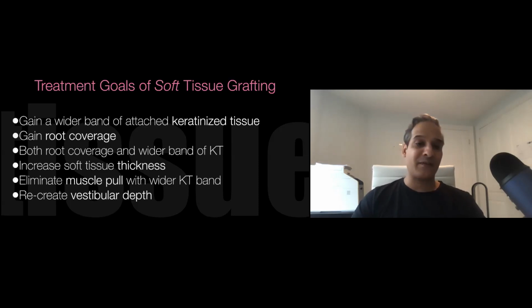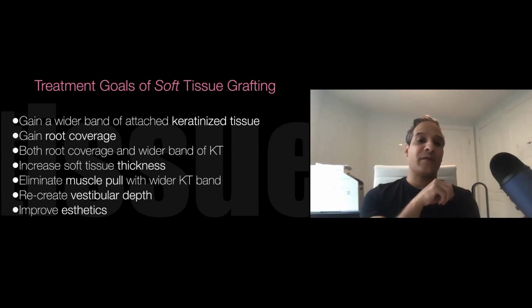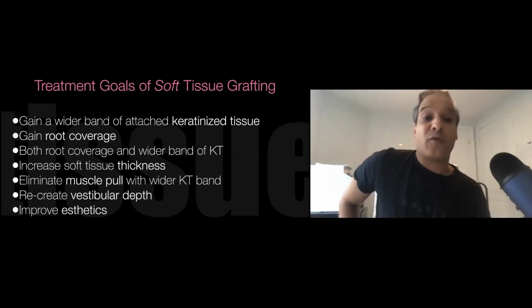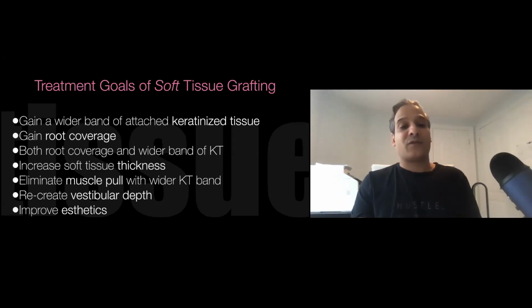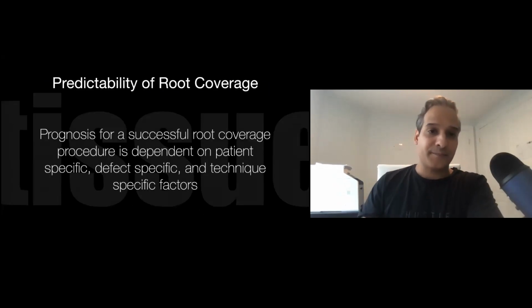So sometimes grafting is needed to rebuild the vestibule or gain some attachment, and sometimes even increase the keratinized tissue. And then lastly, soft tissue grafting can improve aesthetics. It could be in the sense of increasing tissue thickness, root coverage, or even with regards to implants, how the final crown can become more natural based on soft tissue profiles.